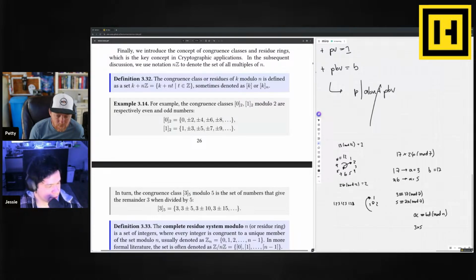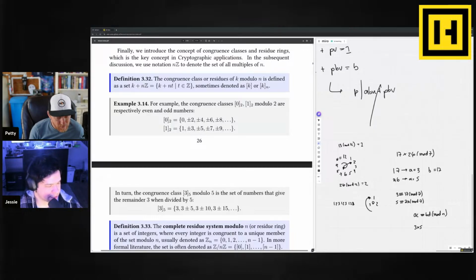And then the next part, in turn, the congruence class 3 sub 5 modulo 5. Oh, why do they have to repeat that? I don't know. My understanding based on the example above is when you put in the square brackets 3, that is your k, and then the subscript is the mod. But why would you have to say modulo 5? Exactly, it sounds redundant.